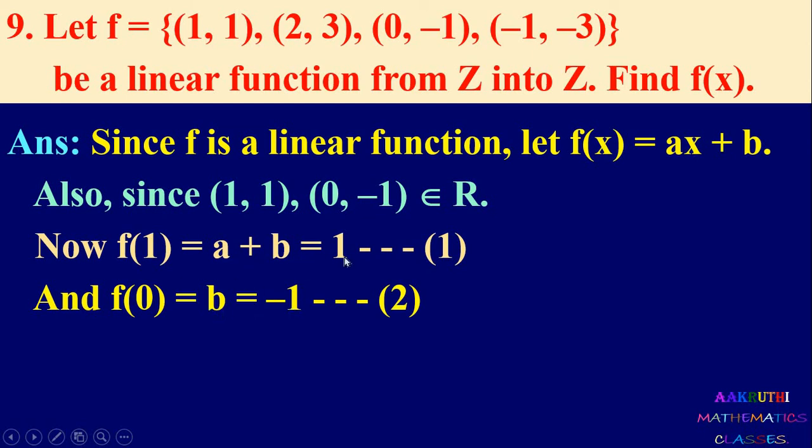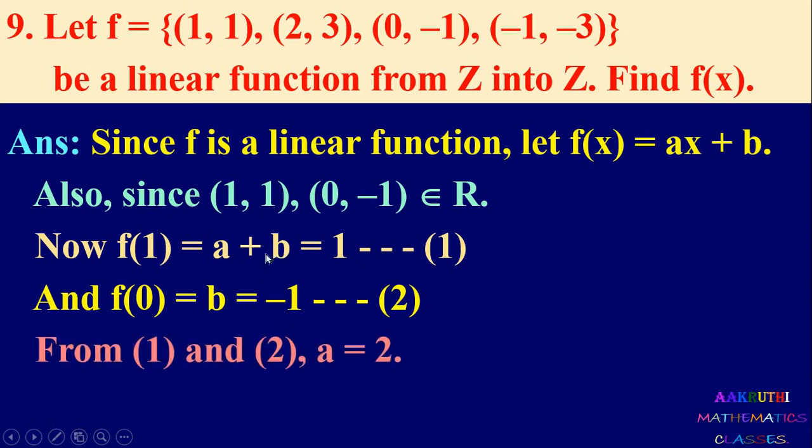So we get a plus b equal to 1 and b equal to minus 1. Substitute b equal to minus 1, we get a equal to 2. Here we get a minus 1 equal to 1. Taking minus 1 to other side, we get a equal to 1 plus 1. So a equal to 2.